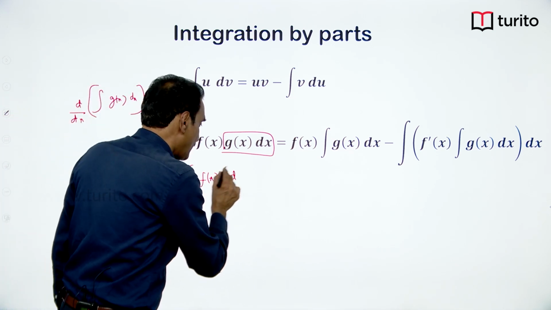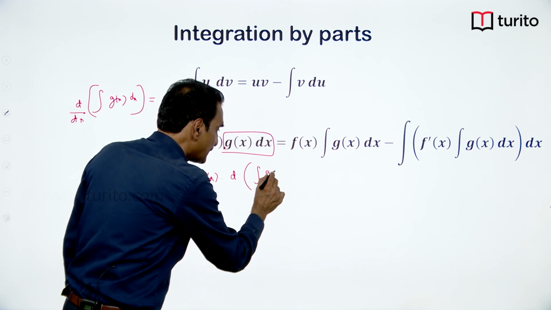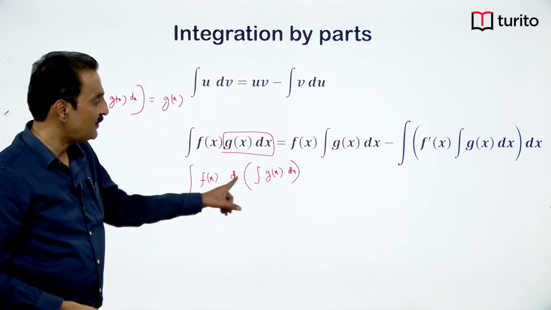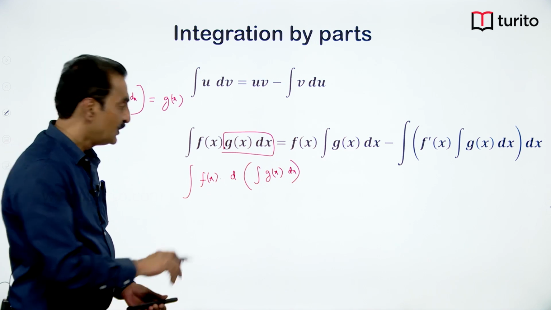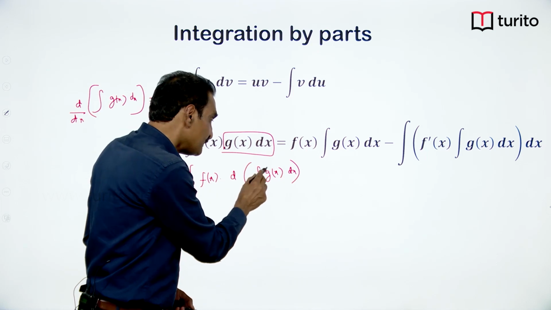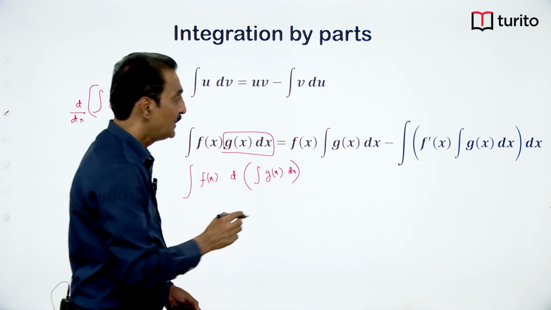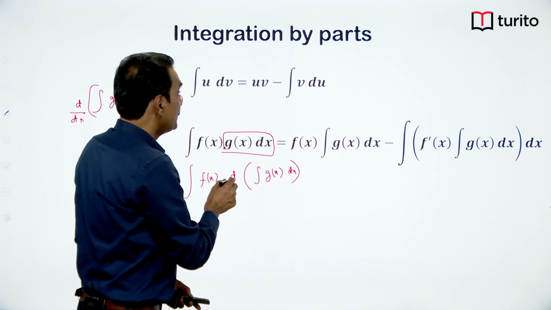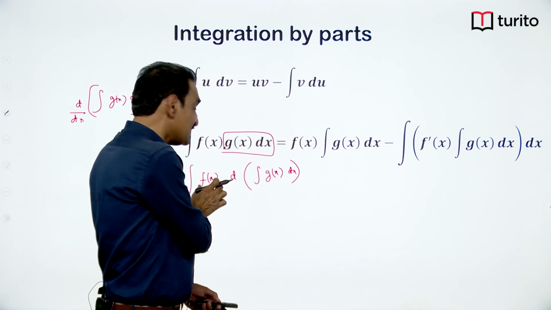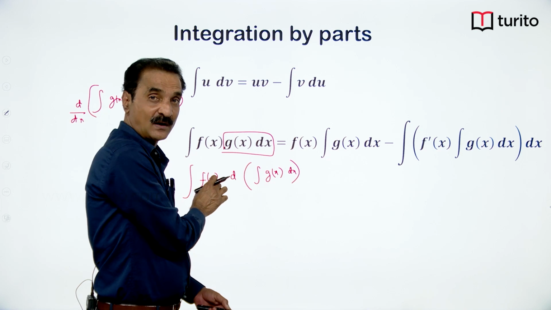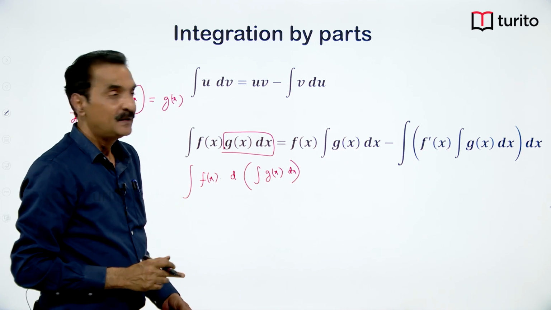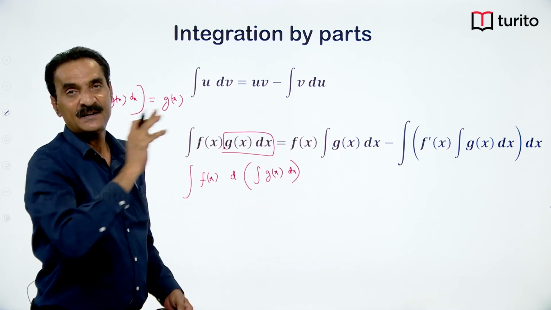So, it is f of x into d of integral g of x dx. Now, it is in the form of u dv. What is the integral now? Integral u dv is uv minus integral v du. uv is f of x into integral g of x, minus integral of v du. v is integral g of x dx, and du means d of f of x. What is d of f of x? F dash x into dx. Okay. So, you can remember this formula and directly integrate it.